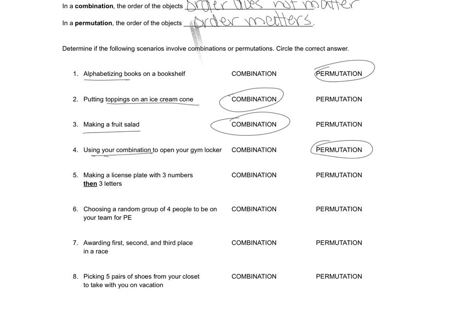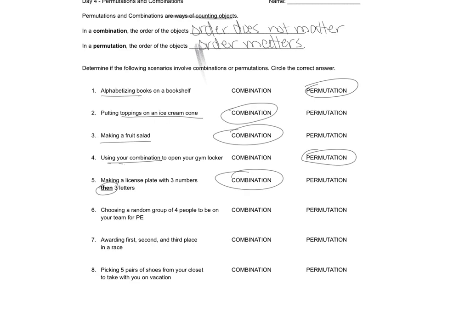A license plate that has 3 numbers, then 3 letters, since the numbers have to come first, then 3 letters, that means that it would be a combination. I'm sorry, since it has an order that it has to be the numbers and then letters, it's not a combination, it's actually a permutation. I apologize. You are just randomly choosing a group of 4 people to be on your team for PE. The order is random, so it doesn't really matter, so that would be a combination.